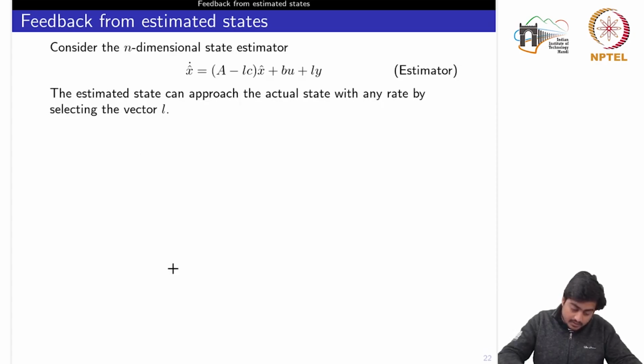Okay, so let's see. Consider the n-dimensional state estimator. Here we are considering the full dimensional state estimator, though the analysis would remain the same for the reduced dimensional observer. So this equation we had used earlier: x hat dot equals A minus LC times x hat plus Bu plus Ly, where A minus LC is a stable matrix and Ly is an output injected term. The estimated state can approach the actual state at any rate by selecting the vector L. We have already assumed that the pair A comma C is observable.